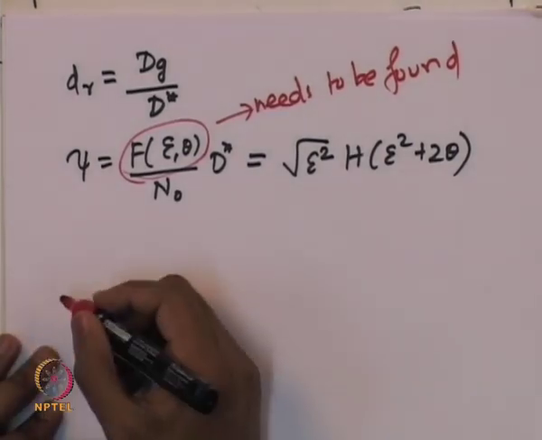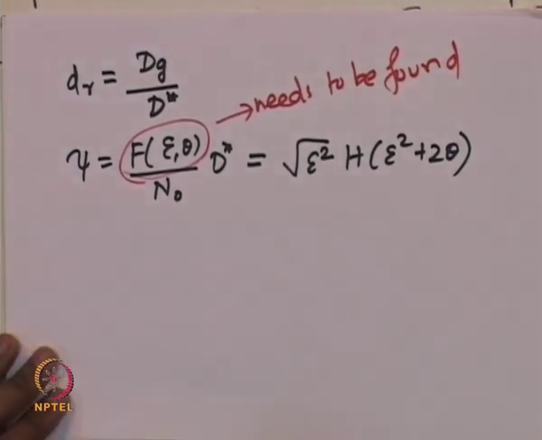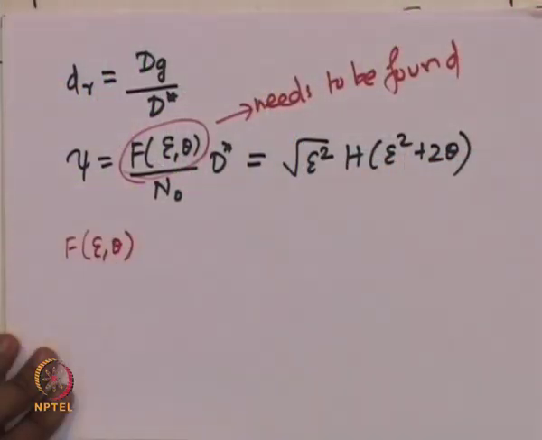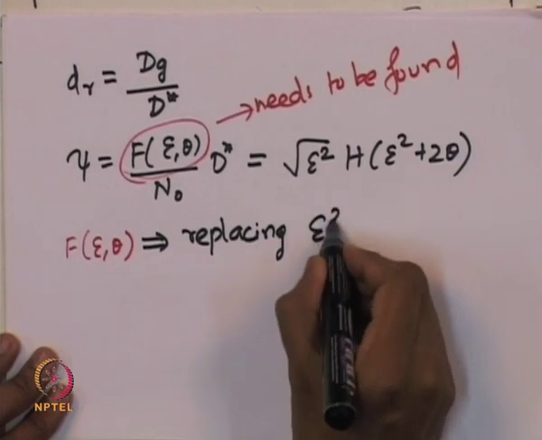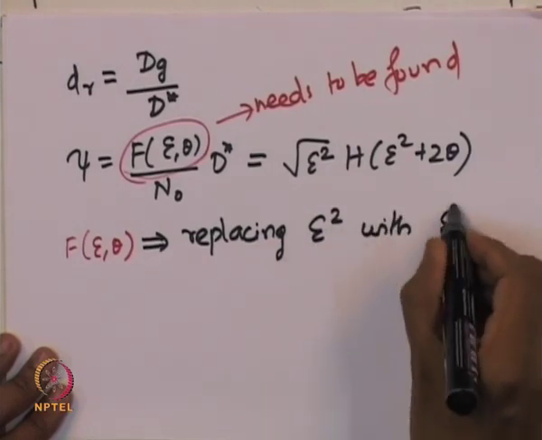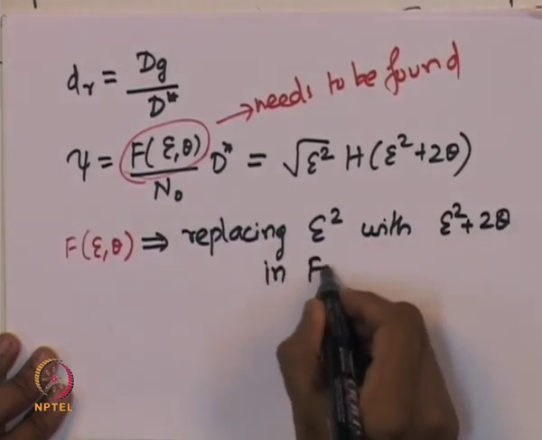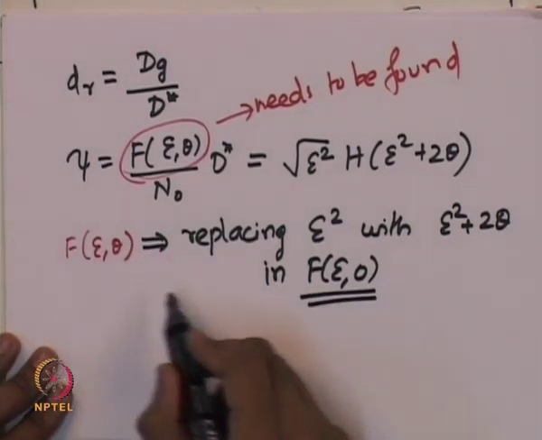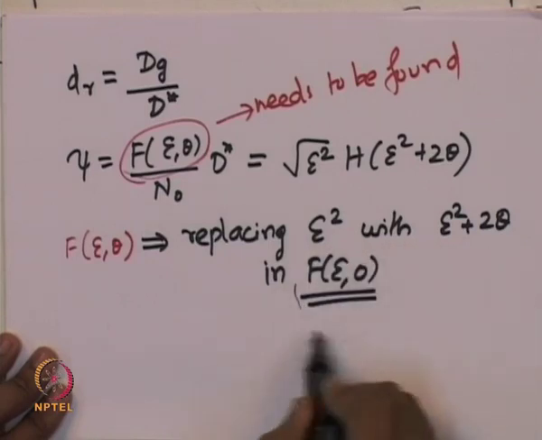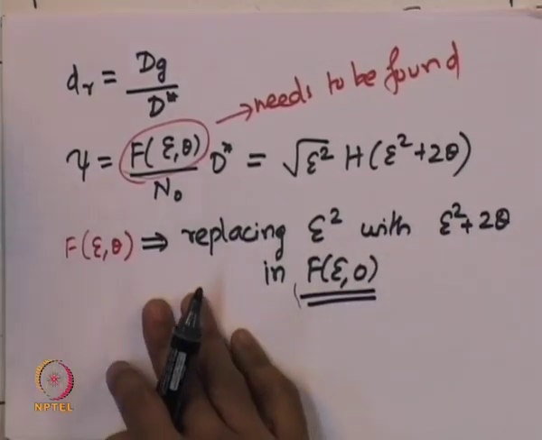So, it can be done by actually using the distribution at the initial state where the reaction has not started, then f of epsilon comma theta can be obtained by simply replacing epsilon square with epsilon square plus 2 theta in f of epsilon comma 0. So, note that this is the initial distribution, and the final distribution can simply be obtained by replacing epsilon square in this initial distribution with epsilon square plus 2 theta. So, that serves as the solution methodology.